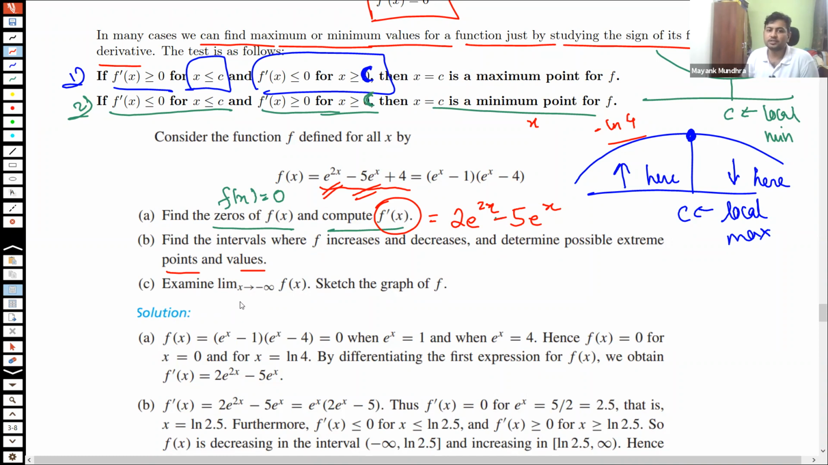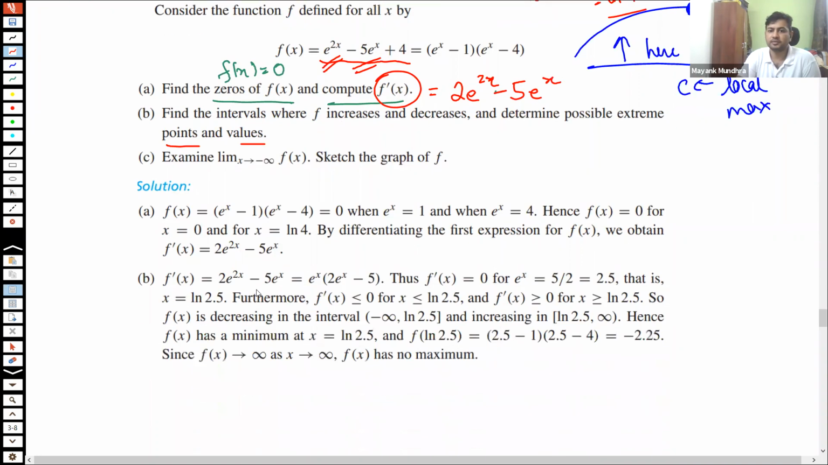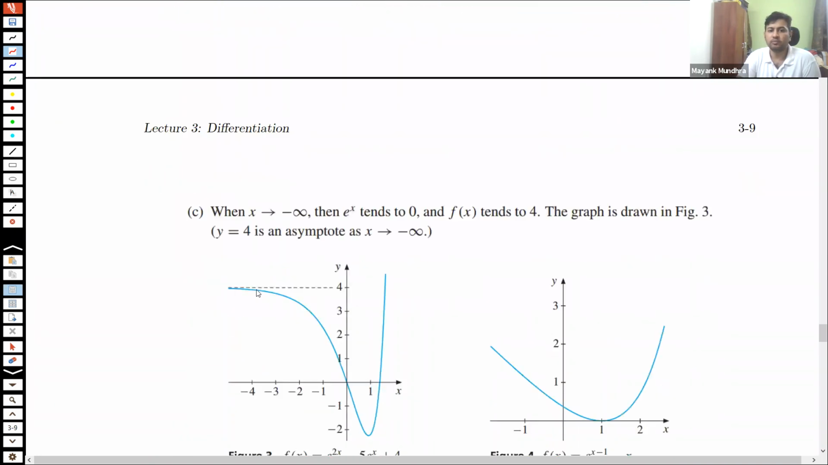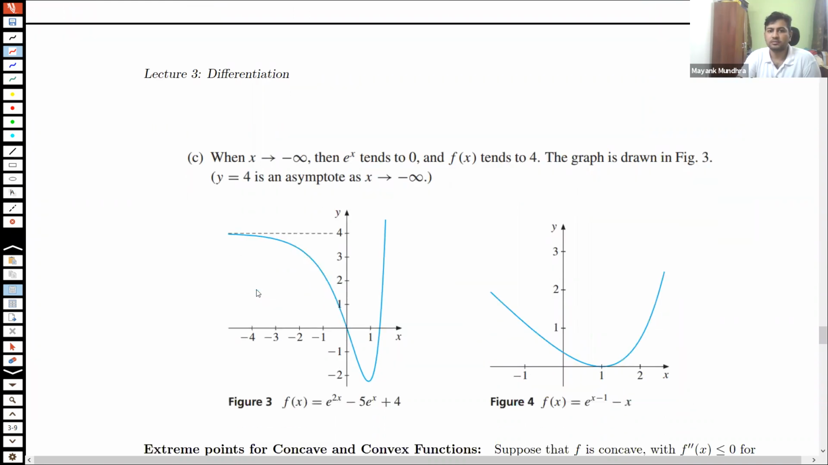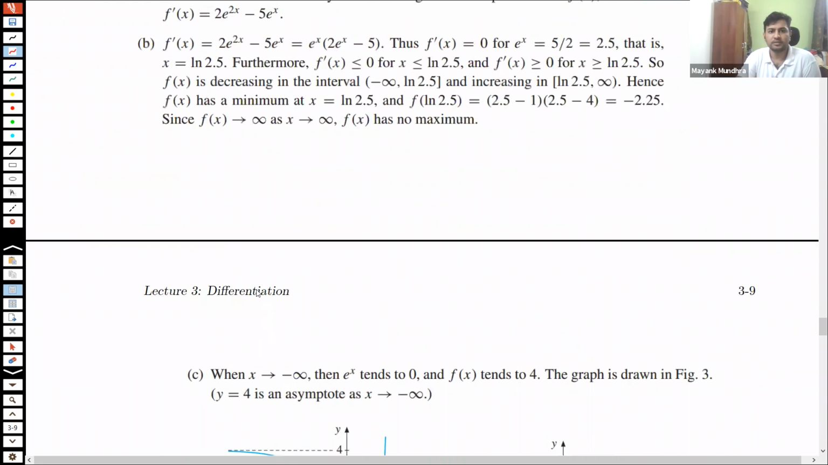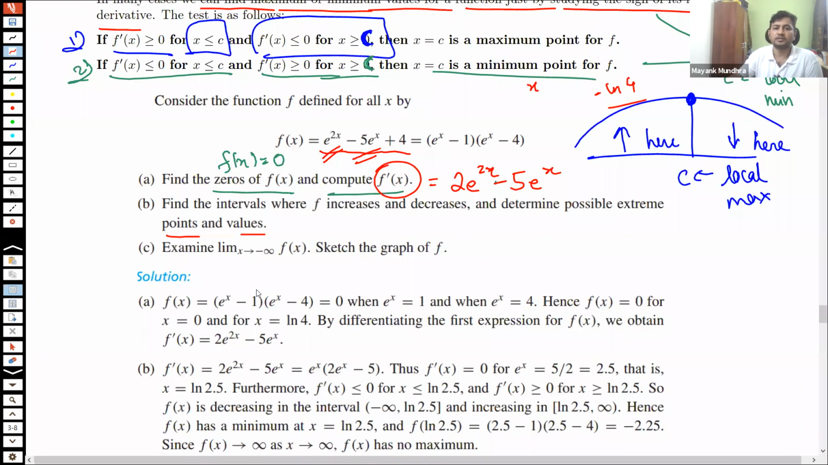All right, next they ask us to find limit x tending to negative infinity f of x. Here is the function. I know that at negative infinity, this thing becomes 0, this thing becomes 0, so the entire thing just becomes 4. Right? So this thing is 4.